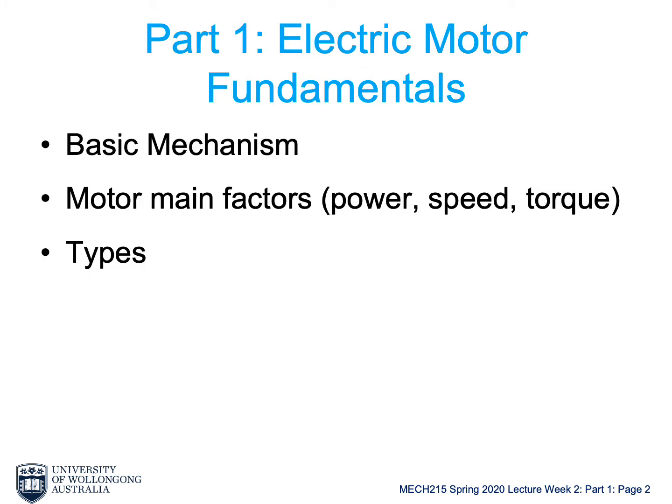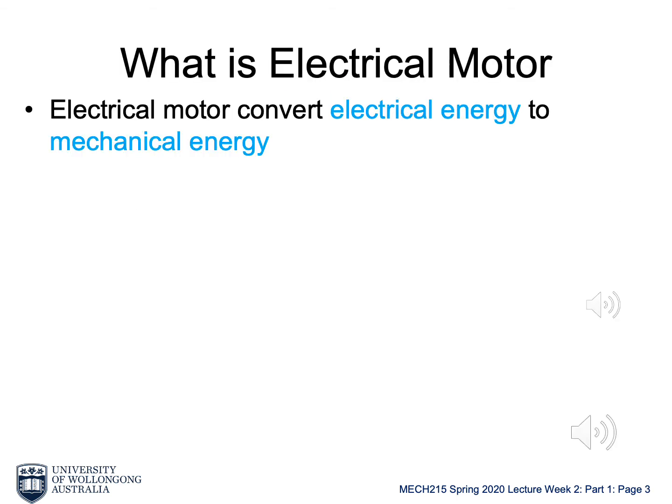This will be a rather short part. After I cover the basic mechanism of a motor, I'm going to go through again the main factors of a motor, then categorize different motors. Electrical motors convert electrical energy to mechanical energy, which is the most common way of getting mechanical movement. The other options are petrol engines, and also some people use hydraulic or pneumatic drive to get this energy.